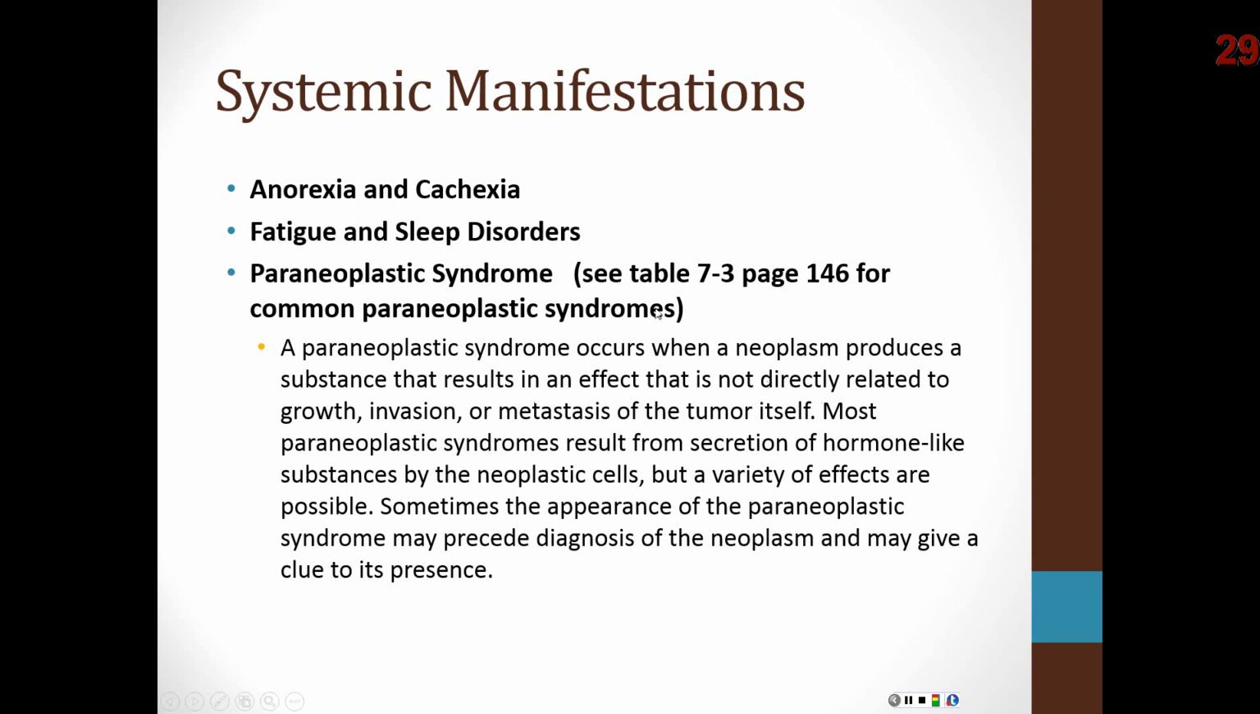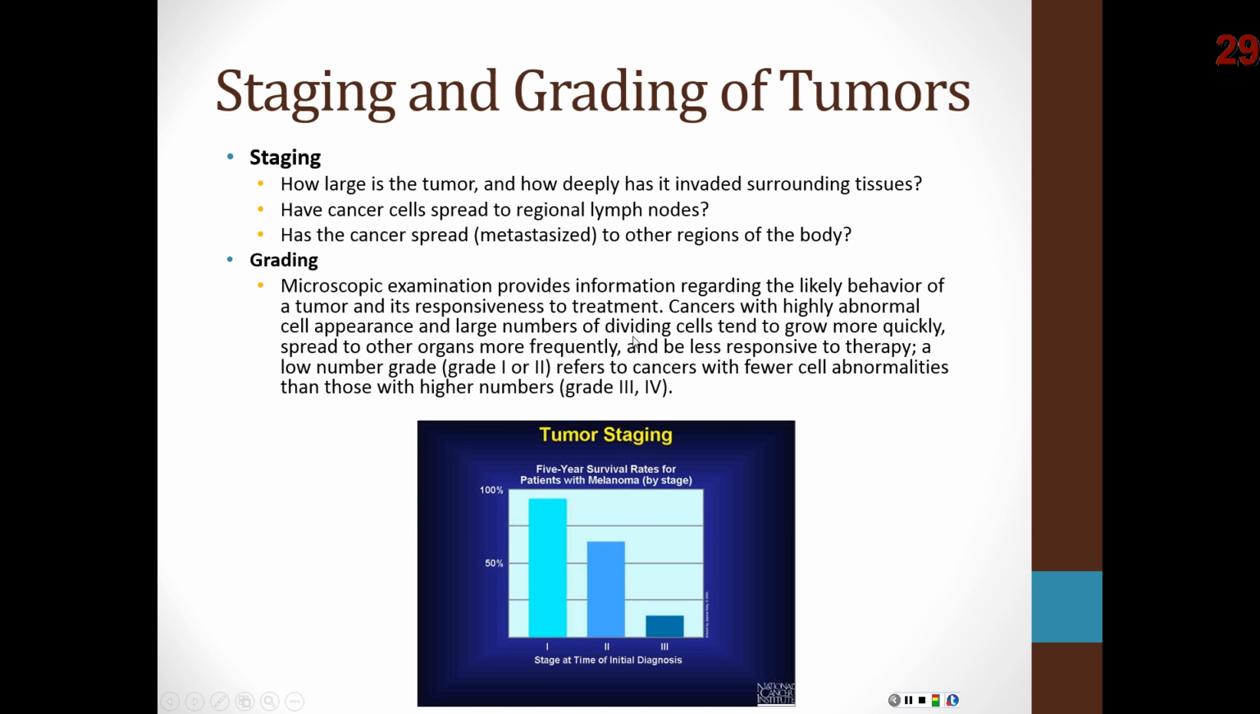They're listed on table 7.3. For this exam, in the paraneoplastic syndrome, I just want you to be aware of the concept, the definition. You don't need to know anything specific yet. And then when we get to the end of the course and we look at respiratory disorders and lung cancers, we'll come back and revisit that. So that should take us then through the systemic manifestations. And then the final piece here is how do we stage and grade tumors.